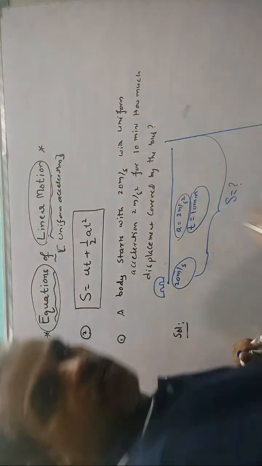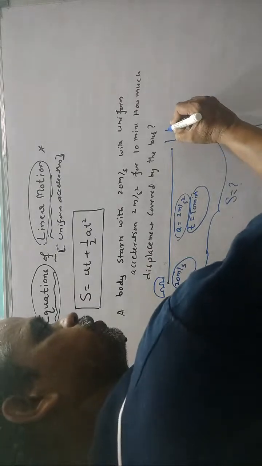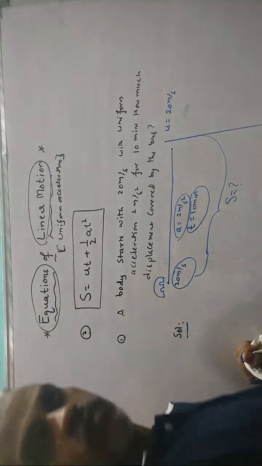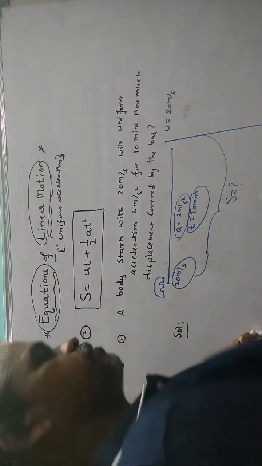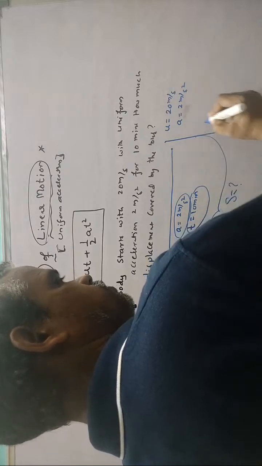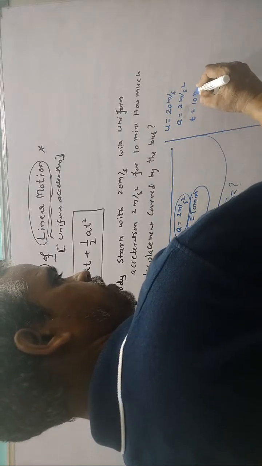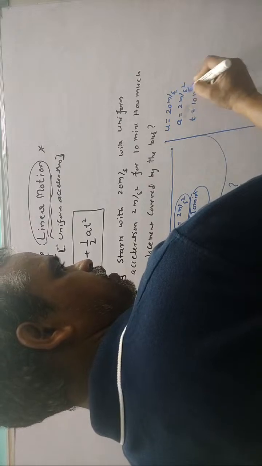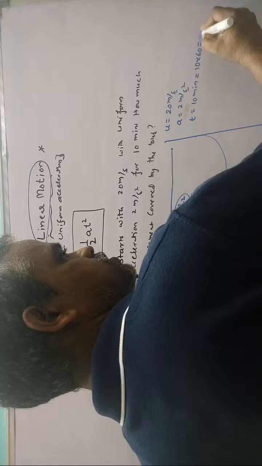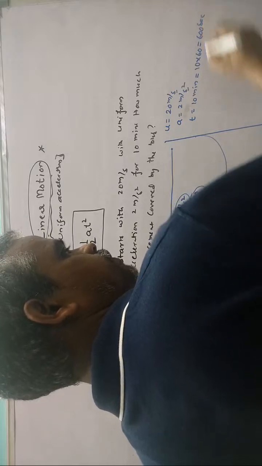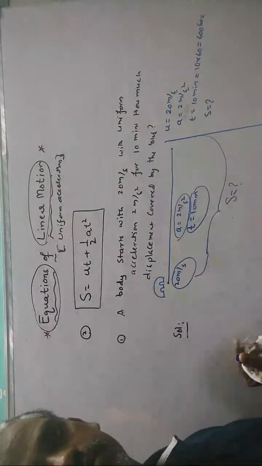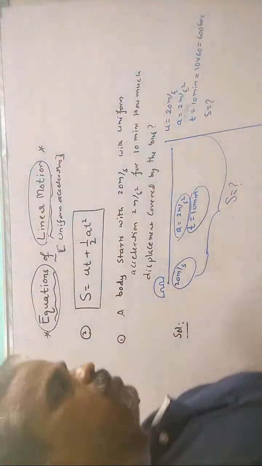You will see here u equal to 20 meter per second, a equal to 2 meter per second square, t equal to 10 minutes. So here we also convert it into seconds, 10 into 60, 600 seconds. Then what is s equal to? This is the question.